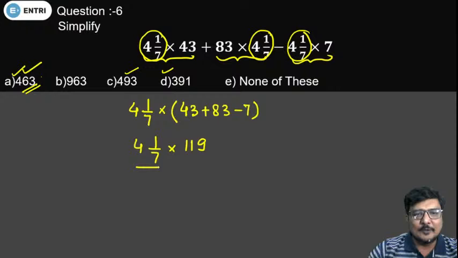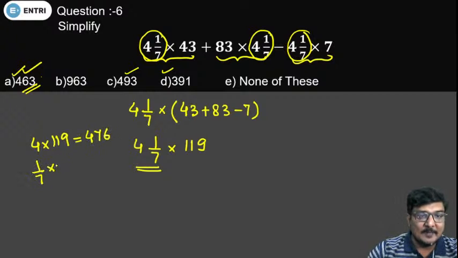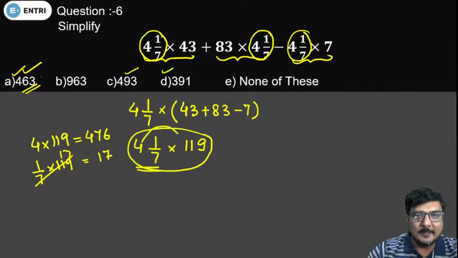Now we have to multiply 4 whole 1 by 7 into 119. We are going to solve it like this. We multiply 4 by 119, and what we get is 476, and we multiply 1 by 7 into 119, and from here we will be getting 17. If any calculation comes like this, we multiply by 4 like this, multiply this, and then add these two numbers. So we are going to get 493.